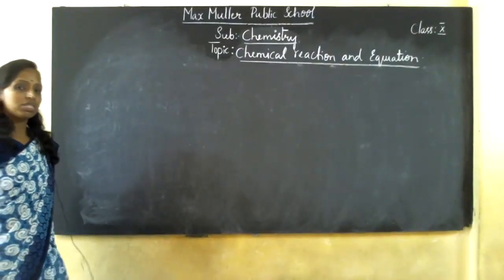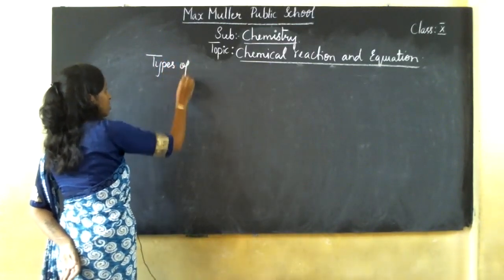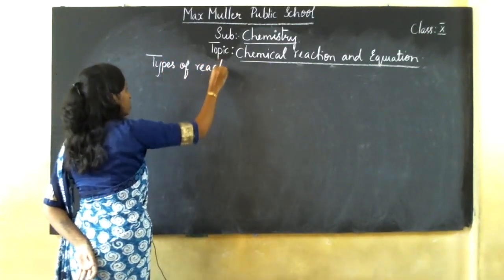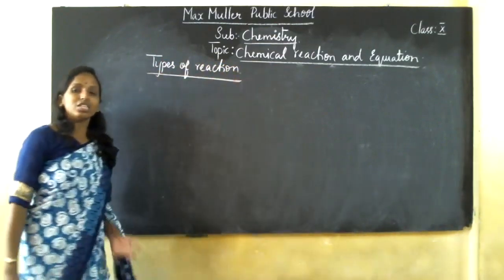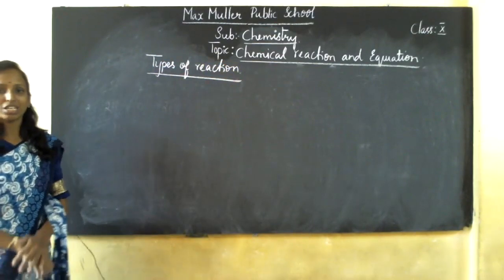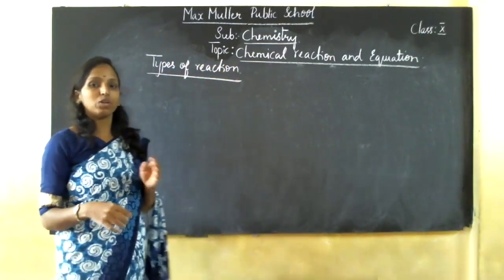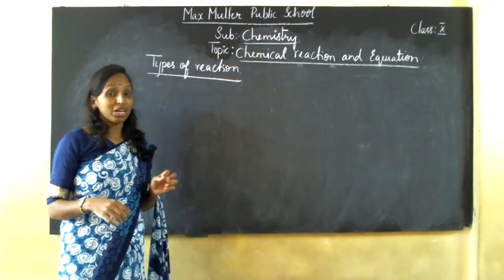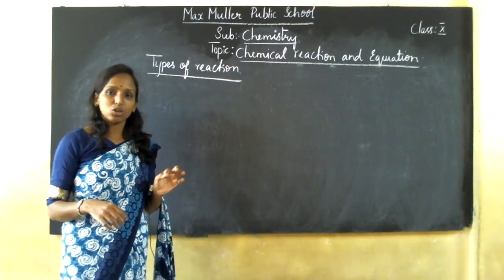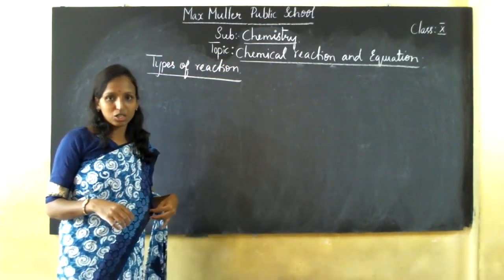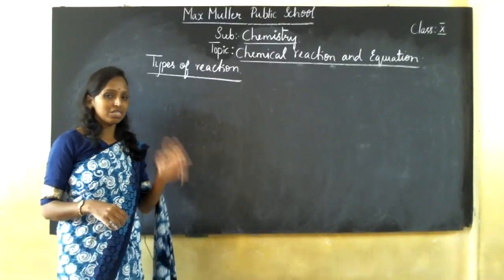Now we are going to study types of reactions. I told you chemical reactions involve change in state, change in color, evolution of gas, and change in temperature. And I told you while writing an equation, you have to represent solids as S, gas as G, liquid as L, and aqueous as AQ. Am I right? The same way you will write the equation and start balancing.